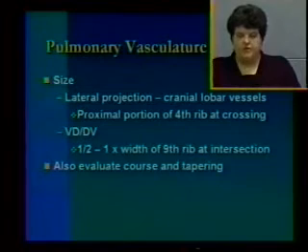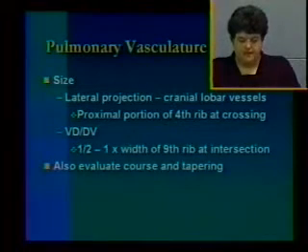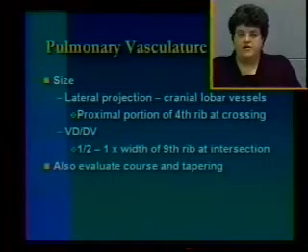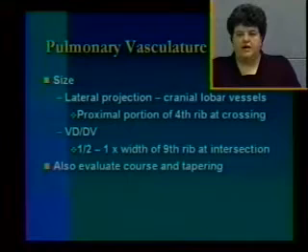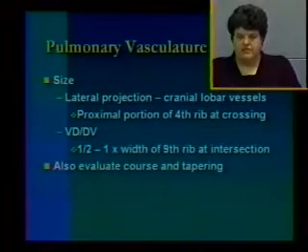They should be no bigger than the fourth rib proximally. On the VD and DV, you're going to look at the pulmonary vessels as they cross the ninth rib. Normal is 1/2 to 1 times the width of the rib at the intersection. It's important to also evaluate the course, whether it's tortuous or blunted, and then how nicely the vessel tapers.